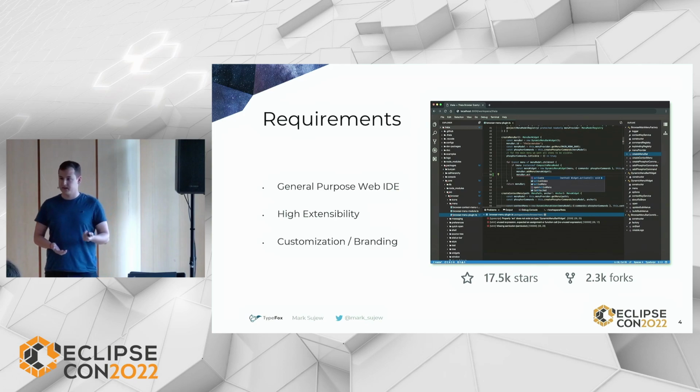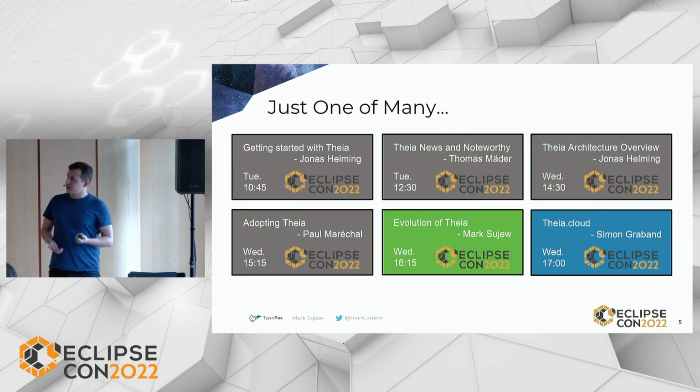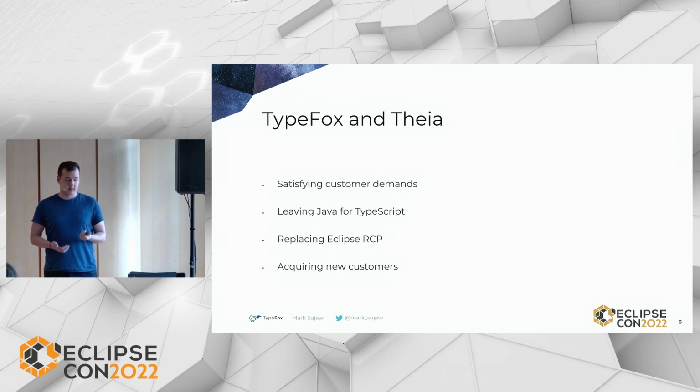And by now, Theia is quite popular with more than 17,000 stars on GitHub and more than 2,000 forks. And in case you haven't heard about Theia yet, there have been other talks about Theia this year as well, 6 in total. Another one is still coming up, how to run Theia in the cloud in just 45 minutes.